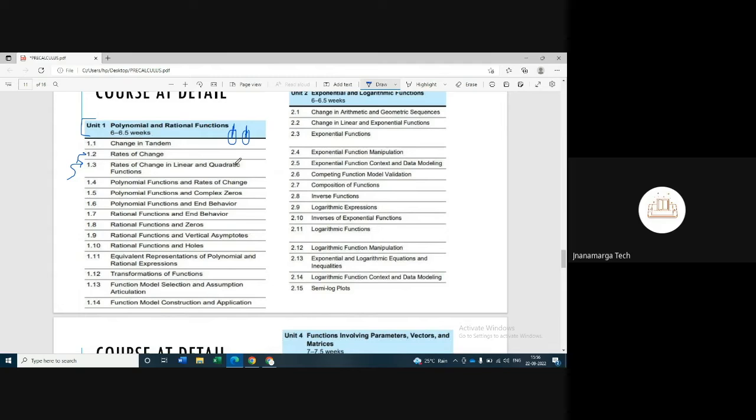Then we have polynomial functions and their end behavior. We will be learning about the end behavior of a polynomial function and of a rational function. Then we will be studying the rational functions and the zeros that we have. Now, what do we mean by that?